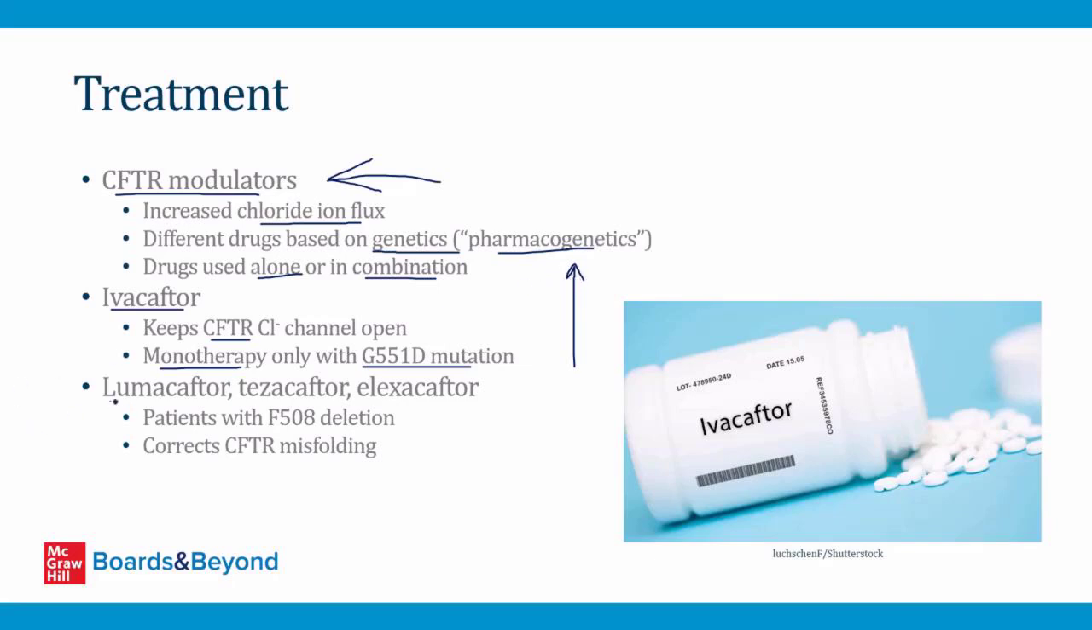And then there are the drugs lumacaftor, tezacaftor, and elexacaftor. These drugs can all be used in patients who have the F508 mutation that we talked about earlier, that deletion mutation, and this corrects the CFTR misfolding and leads to more CFTR being on the surface of cells, and that's going to increase chloride ion flux. Once again, the principle here, and something you should know for board exams, is that all of these treatments are based on knowing the pharmacogenetics, meaning knowing the genetic mutation in a specific patient.